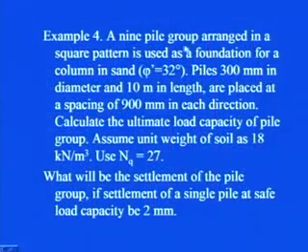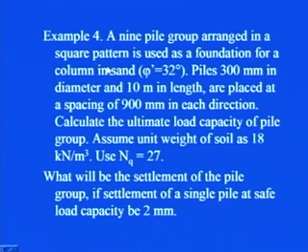Now see, we will be discussing one example, and then all the aspects that we discuss as far as pile groups are concerned will become more clear to you. The statement of the problem is: a 9 pile group arranged in a square pattern is used as a foundation for a column in sand. Phi prime is 32 degree. So you have to remember that this is a pile group in sand.